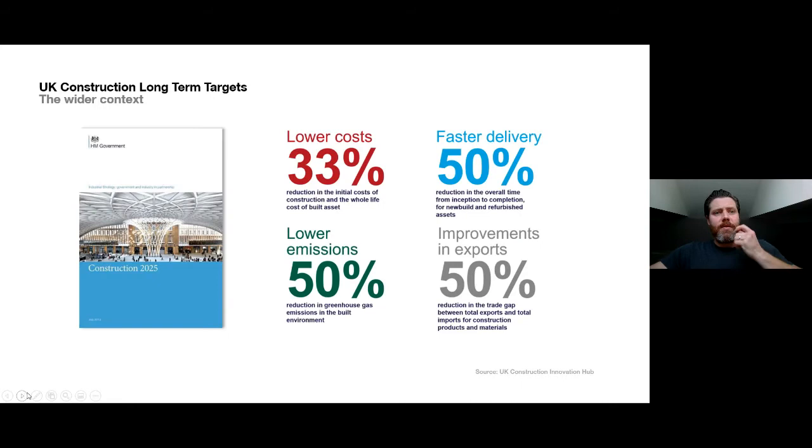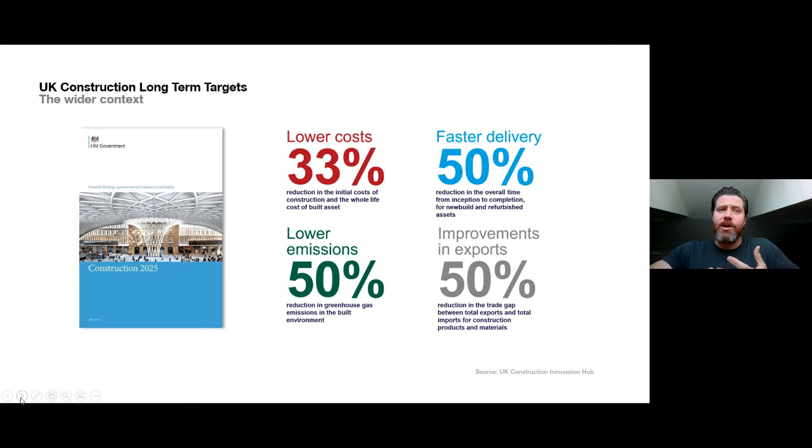The targets of this were to look at lowering costs by 33%, improving delivery in terms of speed by 50%, reducing our carbon emissions by 50%, and also improving our exports by up to 50%. So this is the landscape in which all of these reforms are being considered. And the key to this is the faster delivery, the greater productivity to lower costs, and at the same time, reducing emissions. Next slide.